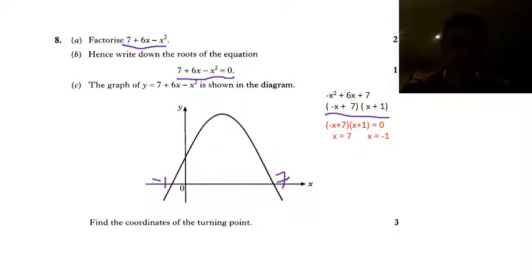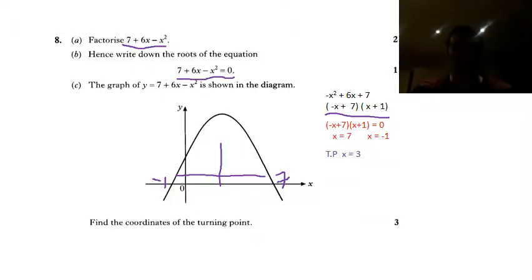Now the coordinates of the turning point, which is the last bit. Again this is the same thing. There are the 2 roots, and it's symmetrical. Between the 2, that's negative 1, that's 7, there's 8 difference. So in the middle, to be symmetrical, there must be 4 difference from each root. Negative 1 plus 4 is 3, so the axis of symmetry is x equals 3.